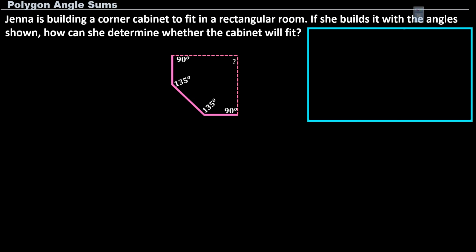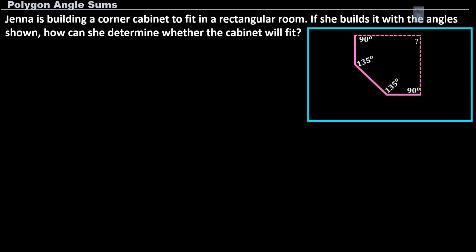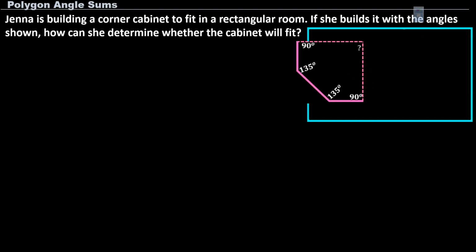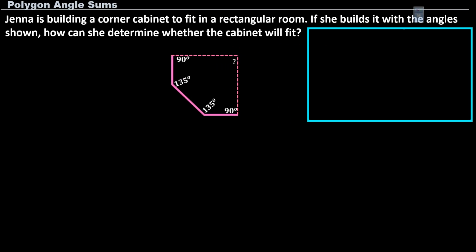So for our first problem, Jenna is building a corner cabinet to fit inside of a rectangular room. If she builds it with the angles that are shown, the one in pink, she wants to be able to determine, can it fit in the corner? So it's a rectangular room, and she wants to be able to tell if this cabinet is going to fit perfectly inside of this rectangular room. Well, if it's a rectangular room, rectangles have 90-degree corners. That means we need to figure out if the question mark is going to equal 90 degrees.